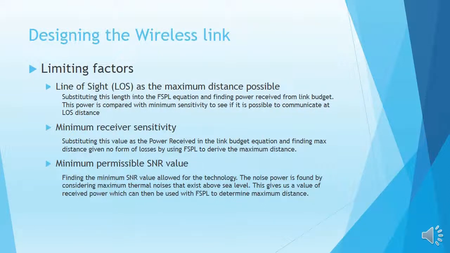Lastly, the minimum permissible SNR value would be taken as a limiting factor. We would find the thermal noise that would affect the system, and using that and the SNR value, we would find our received power. It would make the most sense to use this as our limiting factor, as it takes the environment more into consideration. Nevertheless, each was calculated, and the minimum permissible SNR produced the smallest distance of the three limitations. Therefore, we designed our system using the SNR.